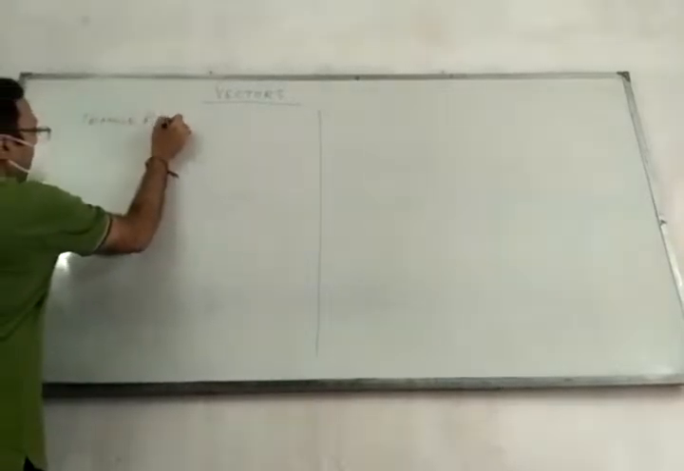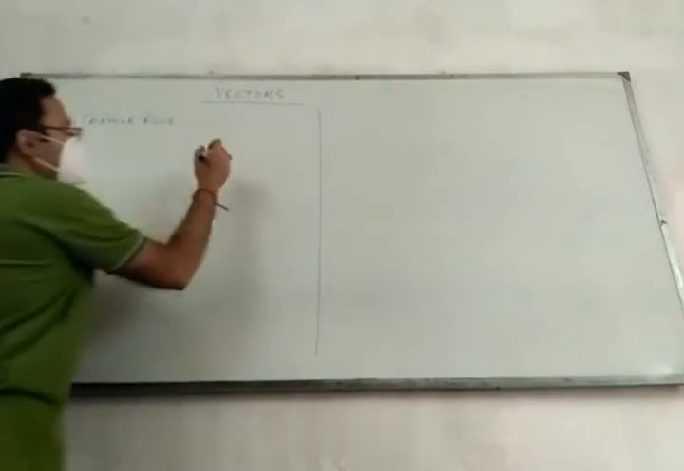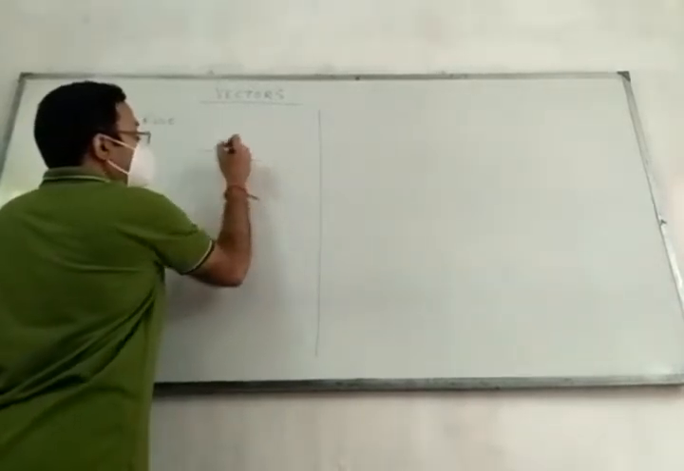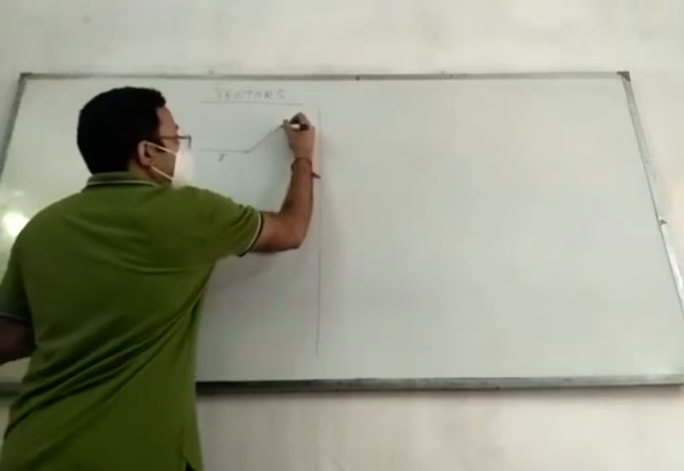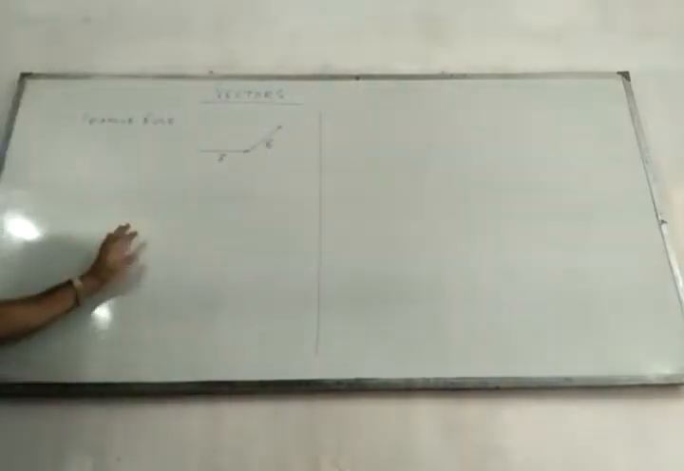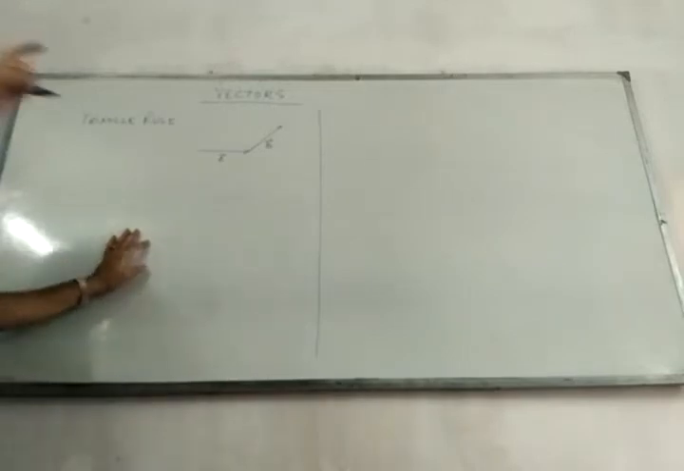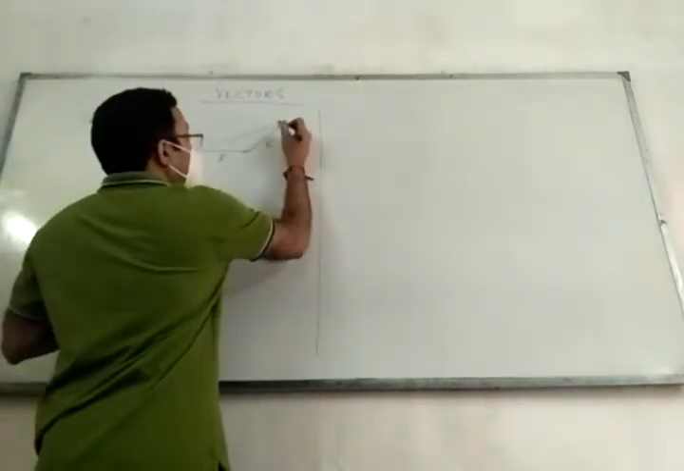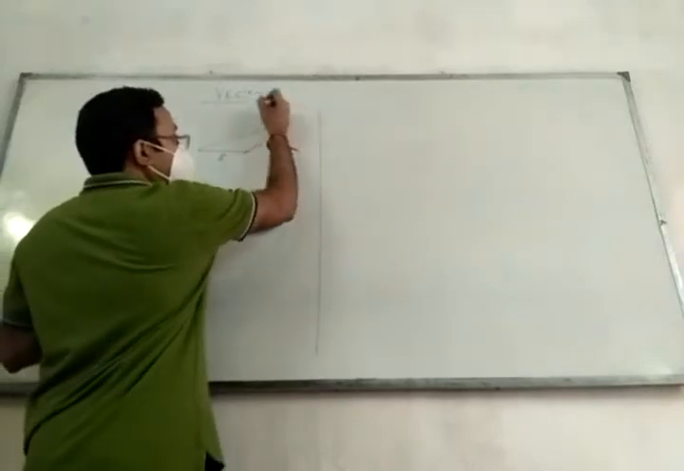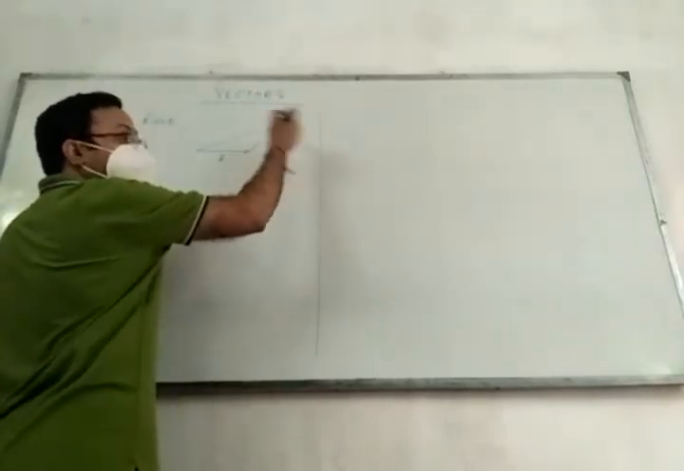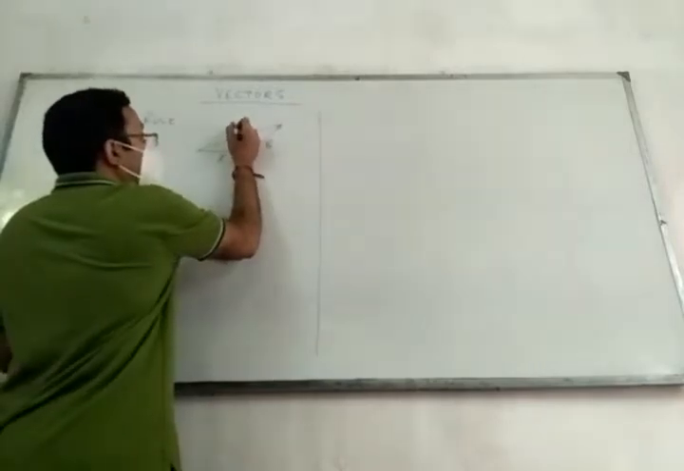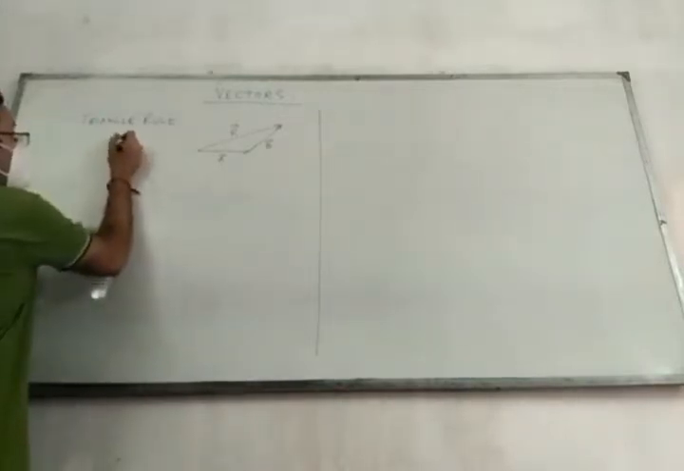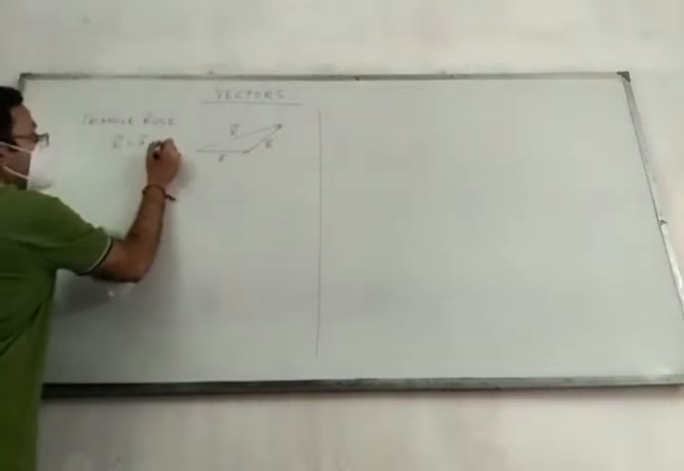Triangle rule ki bole? It says that if you place the vectors in such a way that the point where the first vector ends, the second vector starts from the same point, then the formation which is formed, if you join the third side of the formation in the reverse order, means A and B are taken in the anti-clockwise order, but the third vector is taken in the clockwise order, then that will be called the resultant of A and B. That means mathematically you can write R equal to vector A plus vector B.